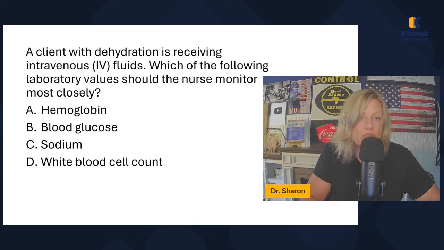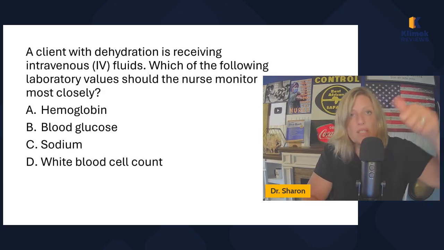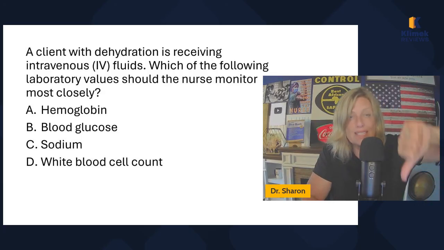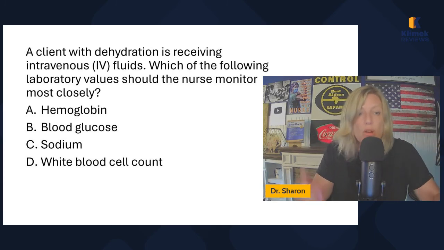A client with dehydration is receiving IV fluids. Which of the following laboratory values should the nurse monitor most closely? Okay, dehydration, that's a volume issue. Is the volume up or down with dehydration? Volume is down. So what is the lab? I said you always monitor with a volume issue. You always monitor what? Sodium. So if sodium's not there, I'm in trouble. Hemoglobin, blood glucose, sodium.